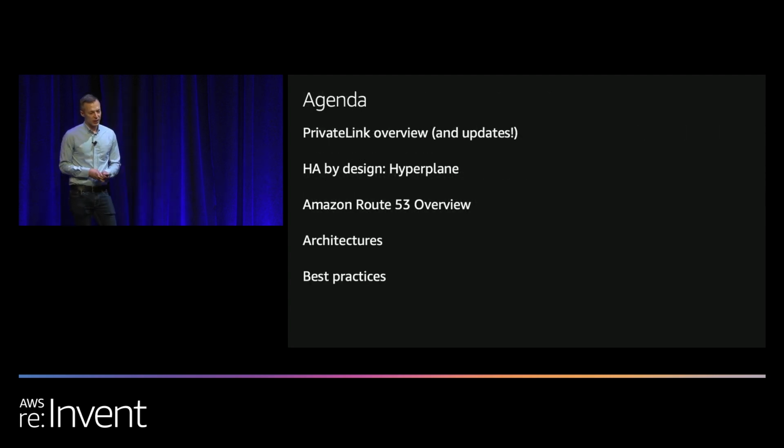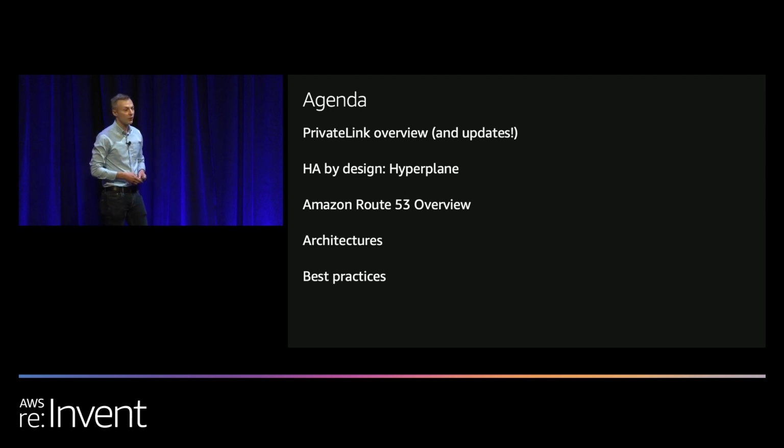So the agenda here, we'll start with PrivateLink doing a quick overview. We'll talk about some updates. There's been some things that we've announced in the last year since I did the session on the best practices. Then we'll get into HA by design, Hyperplane. One of the things I think that we haven't talked about too much is that we're actually powering PrivateLink with Hyperplane. So we'll get into some logistics of how that works and kind of open up the covers a little bit so you can see what's going on there and how we're achieving this high availability.